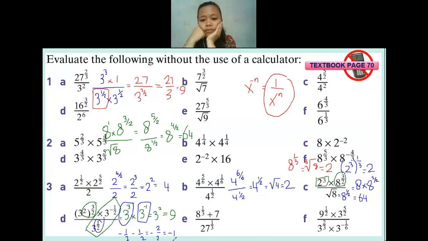Okay, Michael first. Teacher, if for example 3 to the power of negative 1 by 2 divided by 3 to the power of negative 1 by 2, it becomes 1, right? Yeah, it becomes 1. So the last number is 1, right? Because it becomes 3 to the power 0. Yeah, correct. Okay.